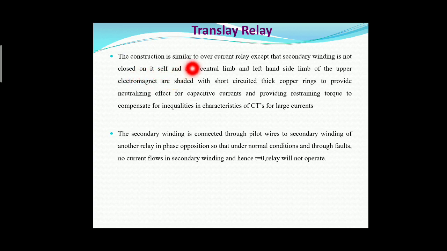Okay, the overall construction is the same as that of an overcurrent relay, except the secondary winding is not closed on itself. Also, the central limb and left-hand limb of the upper electromagnet are shaded. In the case of the translay relay, the upper electromagnets are shaded with short-circuited thick copper rings.